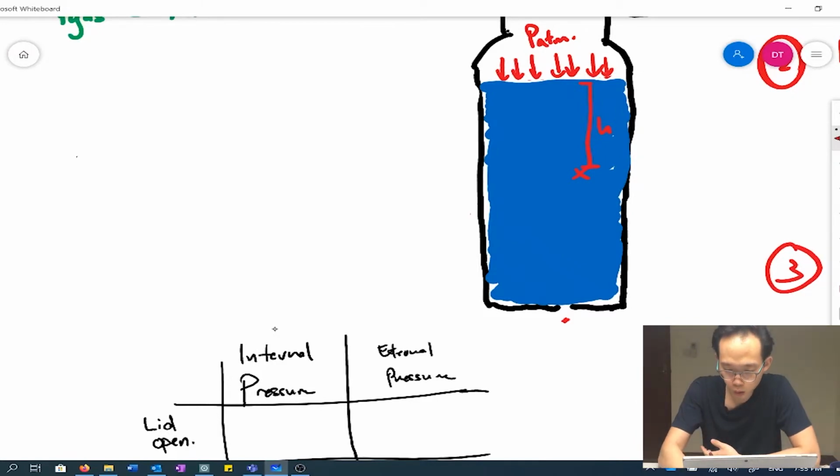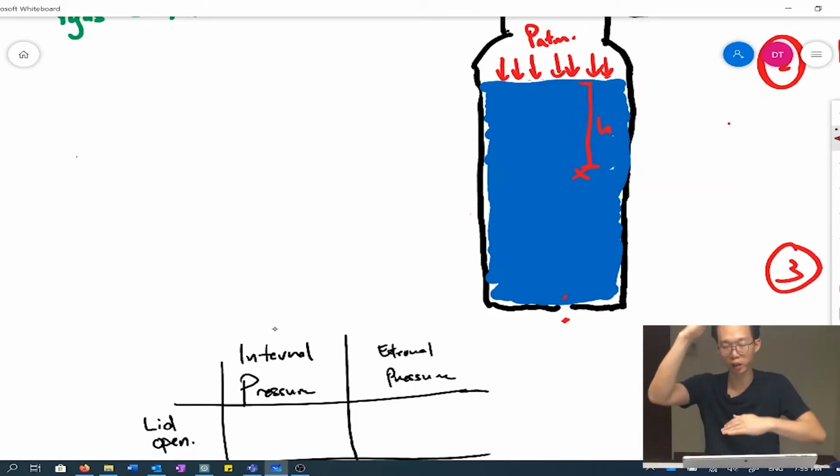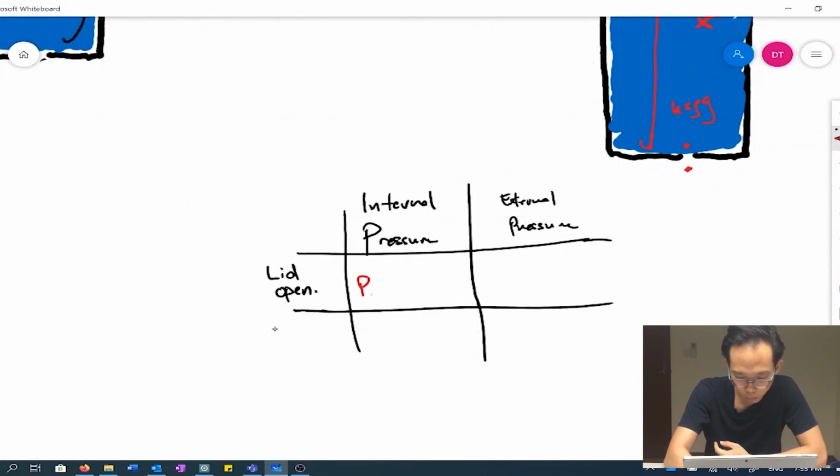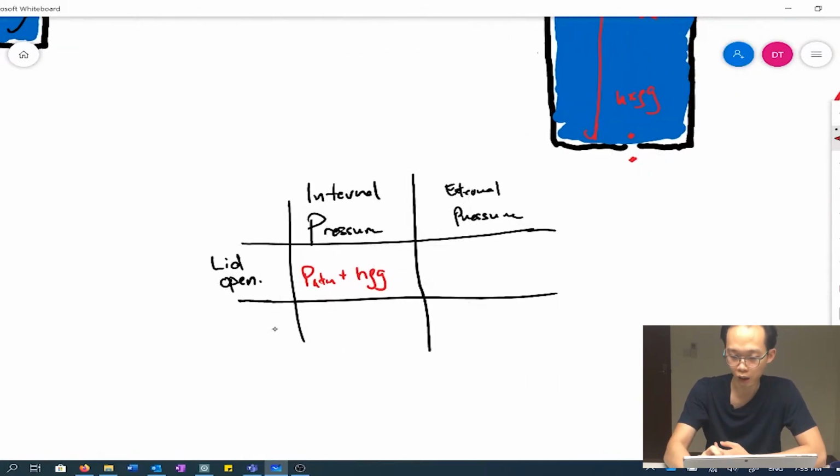If we look at the source of pressure on the inside of the leak, on top there is a certain amount of atmospheric pressure pushing down on the surface of the liquid, and in addition to that, there is also pressure due to being under the liquid. This pressure is given by h times rho times g. So the total internal pressure is the atmospheric pressure plus the hydrostatic pressure, h rho g. And on the external side, you only have atmospheric pressure pushing up and resisting it.